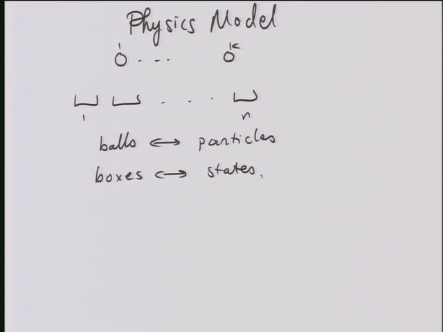Now, what does without replacement correspond to? Remember, without replacement corresponded to at most one ball per box. You cannot place more than one ball in a box. In the physics model, what it says is you cannot have more than one particle in the same state. This is what shows up in quantum mechanics. It's called the Pauli exclusion principle.